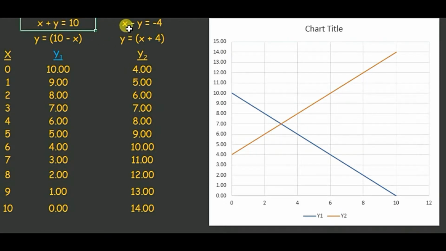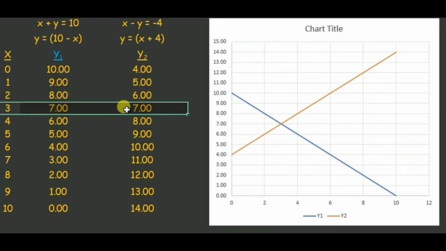If you replace 3 for x and 7 for y, you will get negative 4. It means 3 and 7 is the answer for this question. From this table also you can find this value. When x is 3, y1 is 7, y2 is also 7. So 3 will give you y1 as 7 and y2 as 7. So 3 and 7 is the point of intersection in this graph.